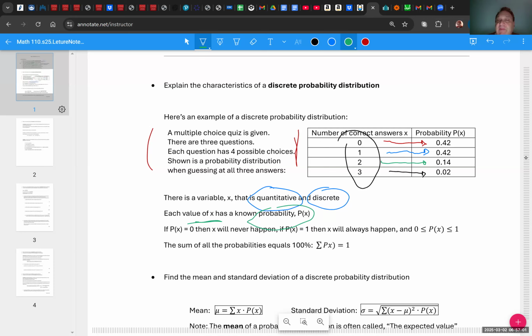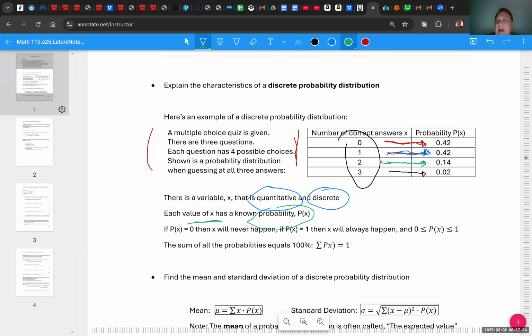And that's what I was describing before. For 0, if you got 0 answers correct, there's a 42% chance that will occur, and so on and so on, right? So each of these outcomes for X, each of these possible values of X, has an associated probability for it. And so that's also necessary.